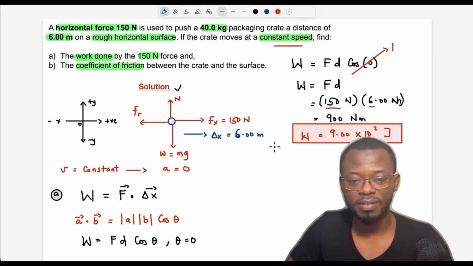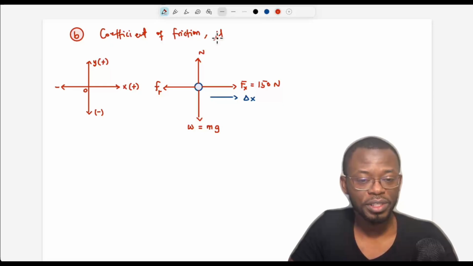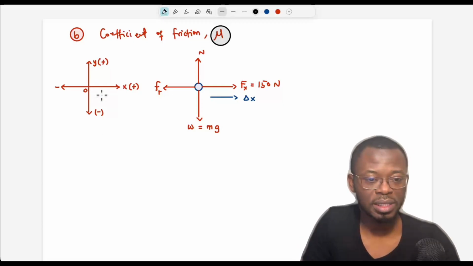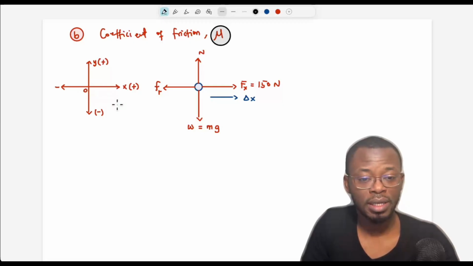the rough surface. All right, so to find the coefficient of friction, that is mu, we need to go back to Newton's second law. Okay, this time we are going to look at Newton's second law in both the horizontal and the vertical case, and we will see why. So first of all, we still keep our coordinate system. All right, we keep our coordinate system, and then we also have our free body diagram.